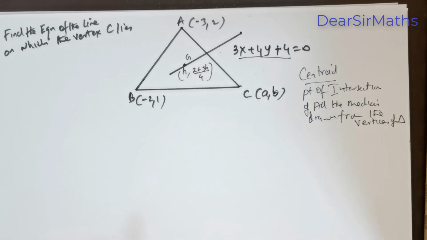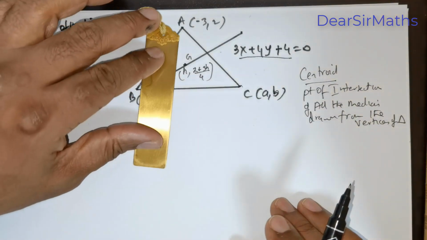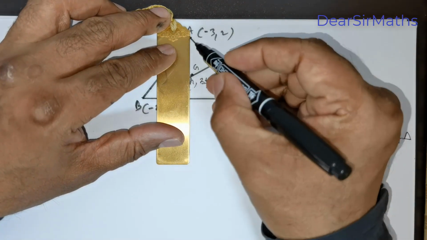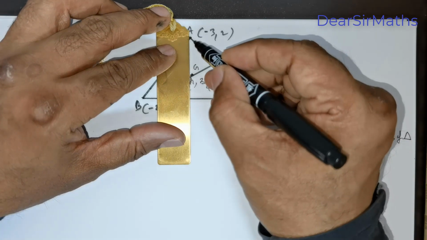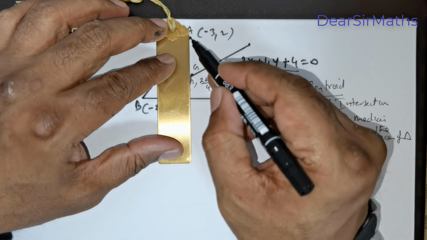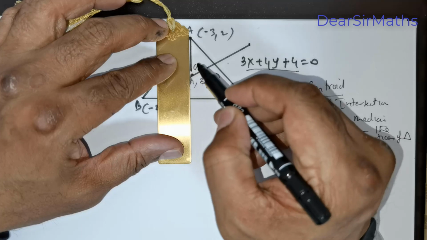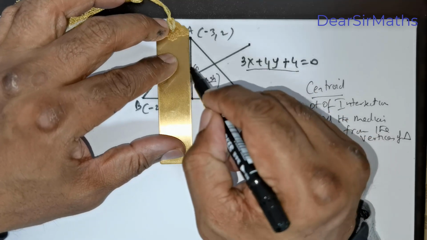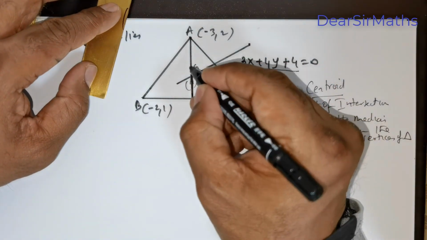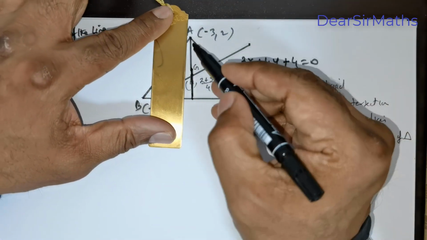So that would mean if you draw a median, now you should understand what a median is. A median is nothing but a line drawn from the vertex to the opposite side such that the line divides the opposite side into two equal parts. That is imperative. So I am drawing the line. So this is the median.